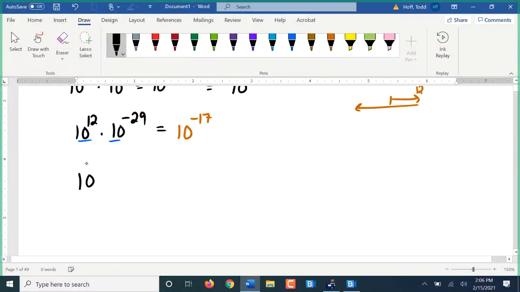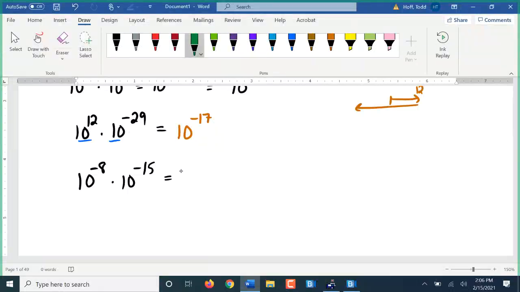Or we may have 10 to the negative 8th times 10 to the negative 15th. Once again, we have to add the powers. The base is 10. We're multiplying those exponents with the same base. From 0, we've got negative 8 and negative 15. They go the same direction, so we can add their absolute values. 8 and 15 add to make 23. So that's 10 to the negative 23rd.